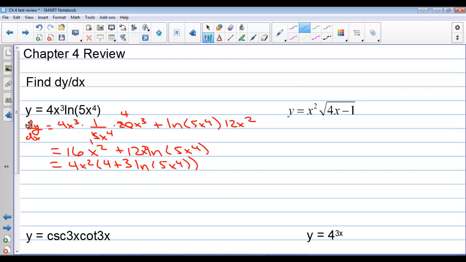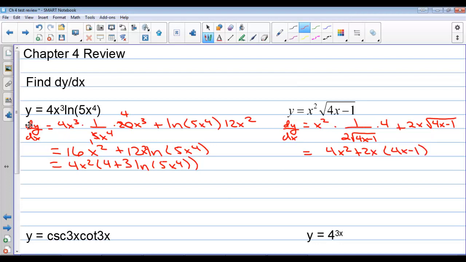And then on the next one, we have the product rule again. So dy dx equals first times derivative of the second, which will be 1 over 2 square root of 4x minus 1, but then times 4, and then plus the second times the derivative of the first. But we don't leave them as two separate fractions. We want to combine them. So this is equal to, we have 4x squared plus 2x times 4x minus 1.